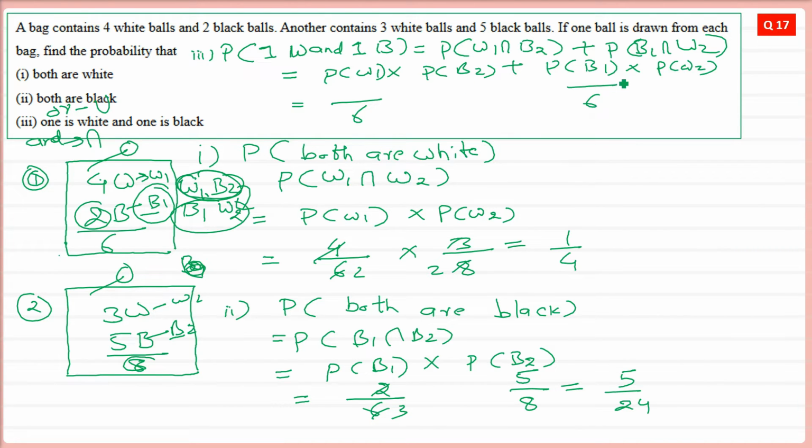Wherever you have this 2 2, B2 and W2, then you keep the denominator as 8. Now what is W1? 4 can come, 1 out of 4 can be taken. B2, how many blacks are there? 5. So 1 can be taken from 5. How many blacks in the first one? 2. How many whites are there in the second one? 3. So when you compute this, this will be 13 by 24.